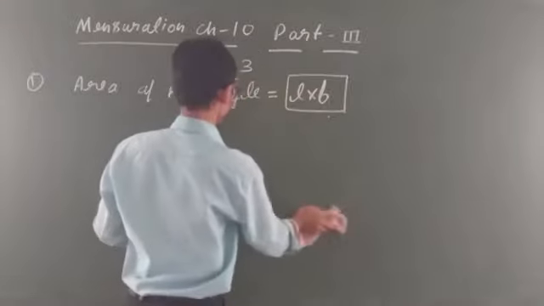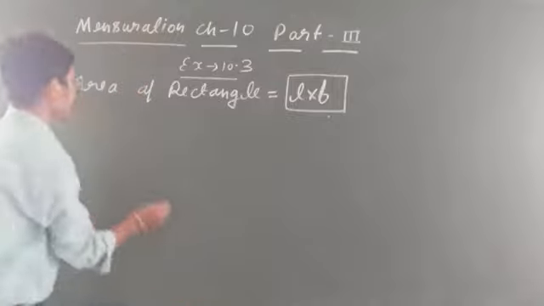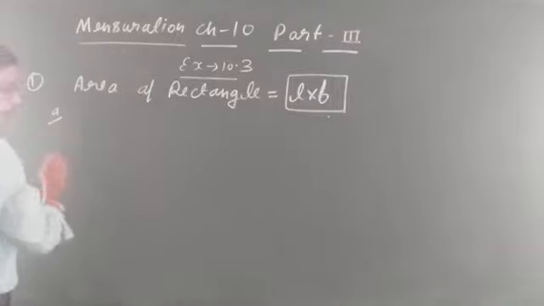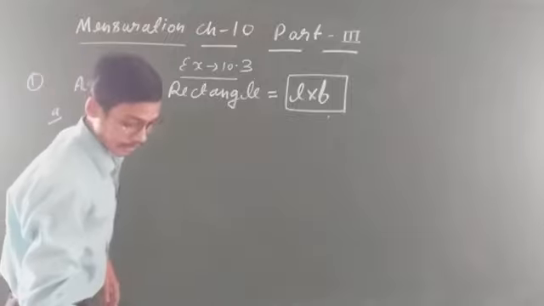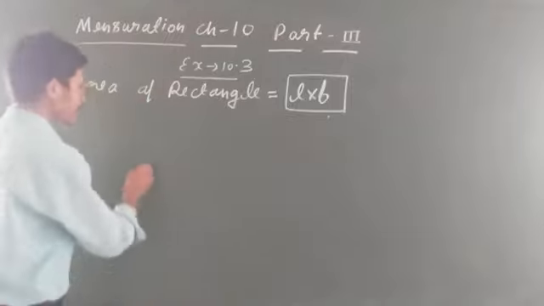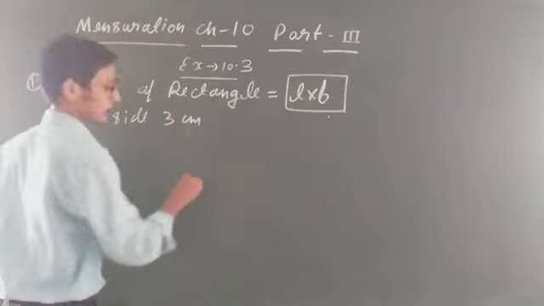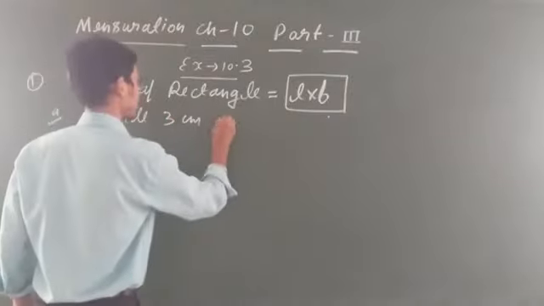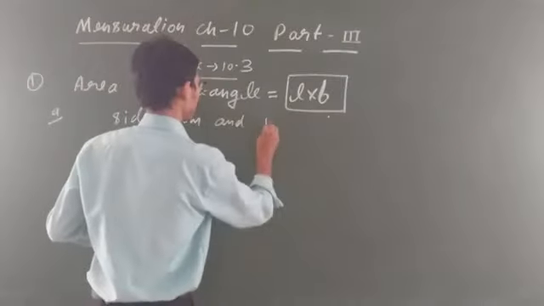Chalo, come to the question. What is given? Find the area of the rectangle whose sides are given. The sides are given as 3 centimeter and 4 centimeter.